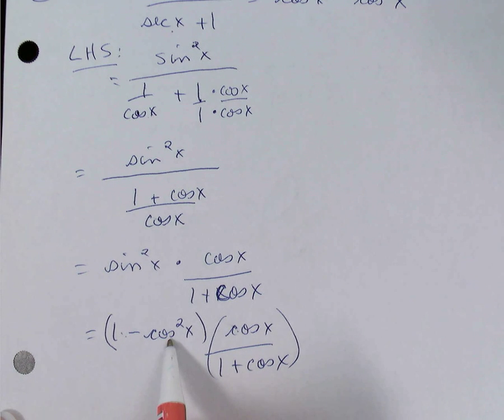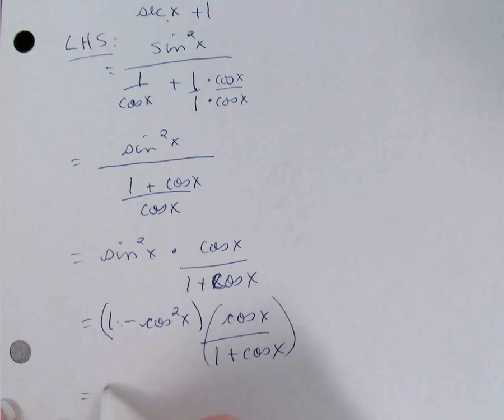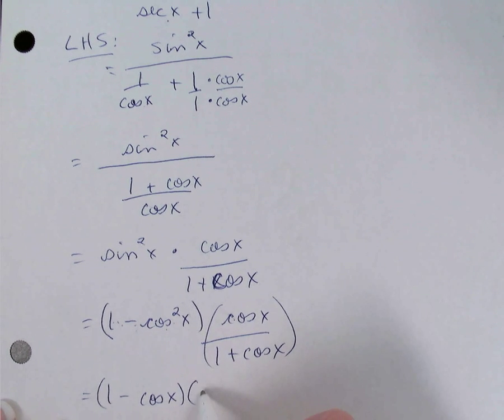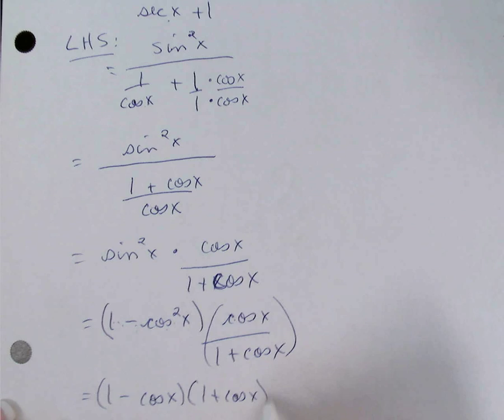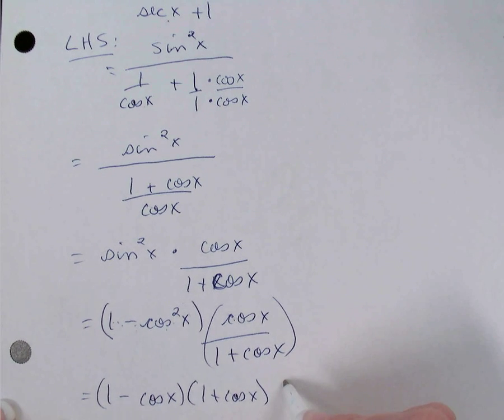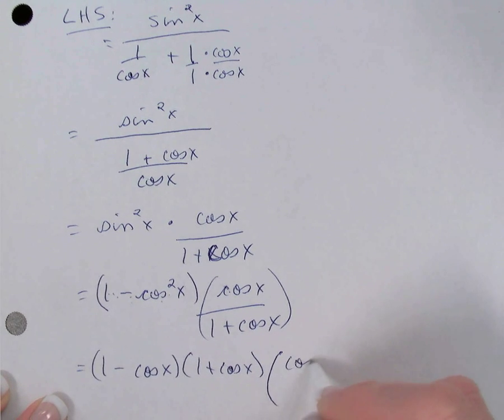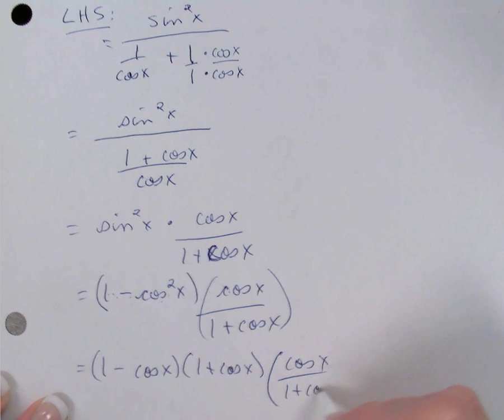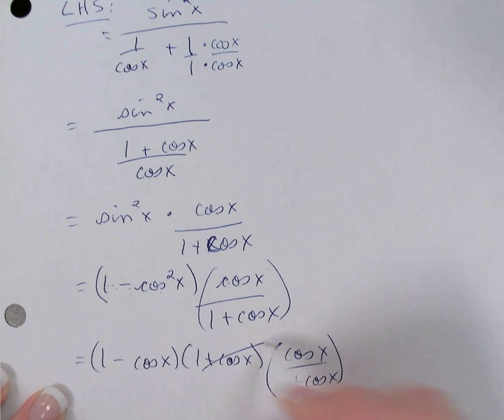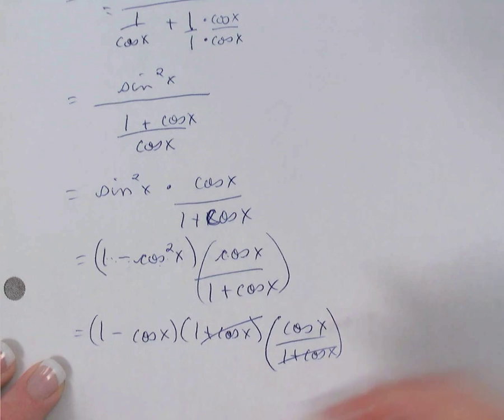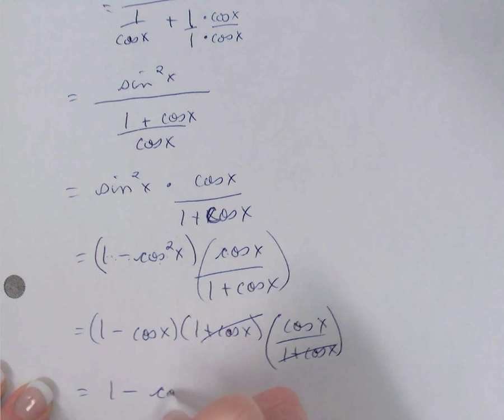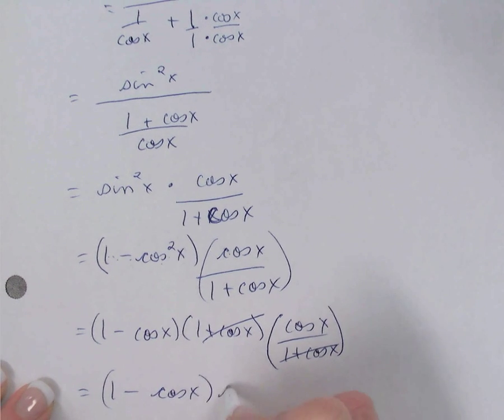That's going kind of in the wrong direction. But if I look at this, I can factor this, and that would allow me to get rid of this denominator. So let's write out the perfect square minus a perfect square. We call that difference of squares. So I can factor this. And then the 1 plus cos x cancels out. So what remains is 1 minus cos x times cos x.